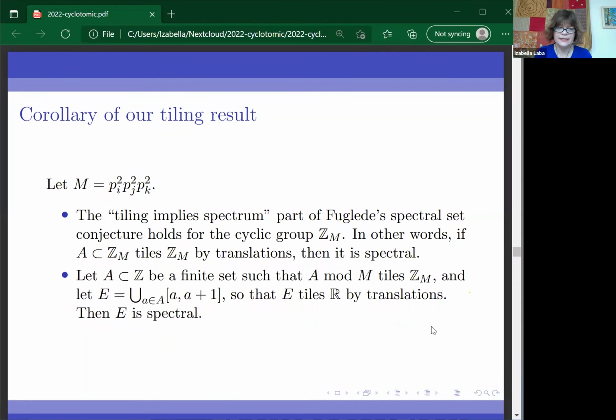So the corollary of the tiling result that I mentioned is that we have the tiling implies spectrum part for the group Z_{p_i^2 p_j^2 p_k^2}, where p_i, p_j, p_k are distinct primes. We don't know yet whether there's going to be an implication in the other direction, spectrum implies tiling, but I know of at least one group of people that's planning to work on that.